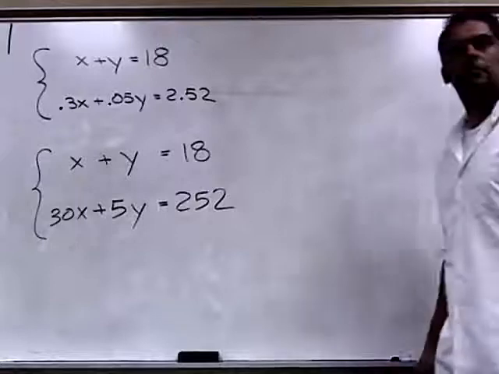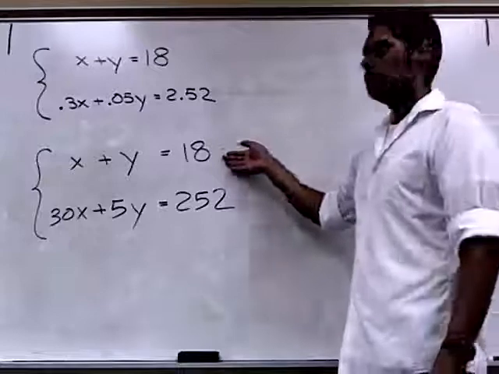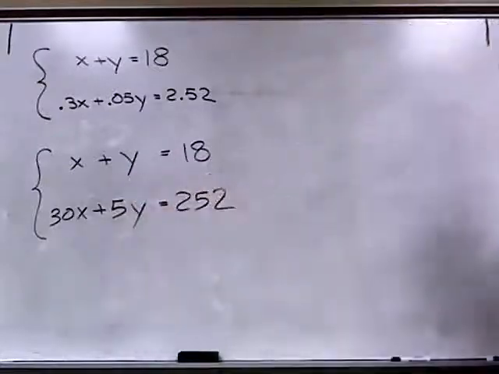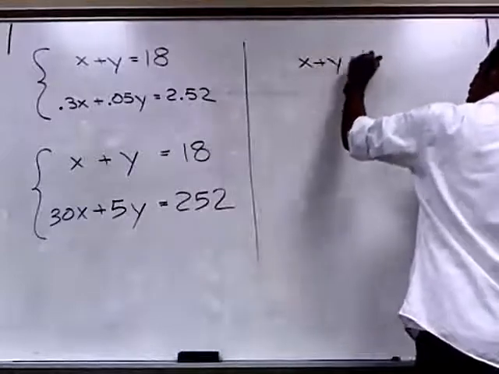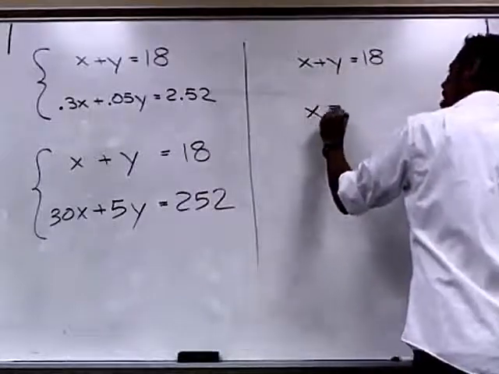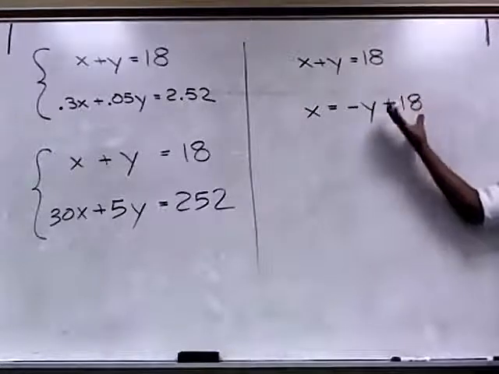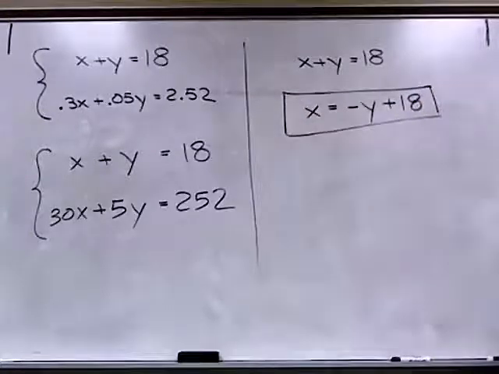We clear? Solve one of these equations for one of the variables. So what do you think? First equation? X or y? It really doesn't matter, right? They're both equally as good. So x? Okay. So I'm going to solve the first equation for x, which means all I'm going to do is take y to the other side. I can write it as negative y plus 18, or I could write it as 18 minus y. They mean the same thing.